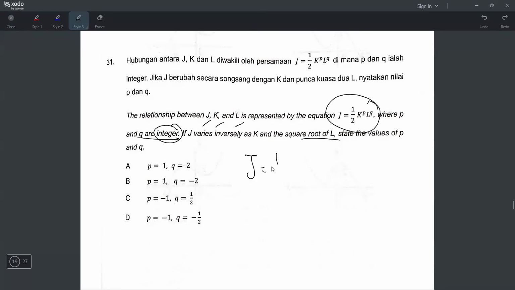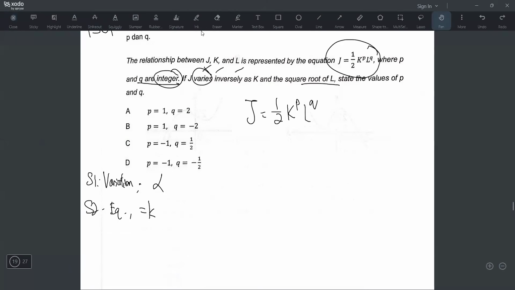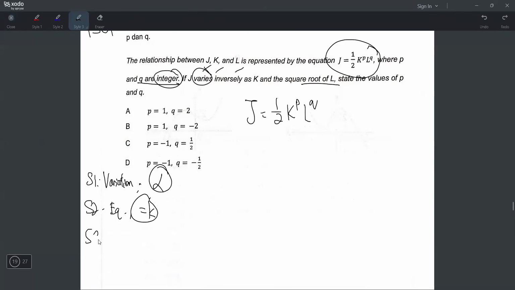So the equation J equals 1 over 2 K power P L power Q. Okay, variation from form 5 chapter 1. J varies inversely as K. So I think I can write my own variation. So when we do variation, it's always step number 1, write the variation first, use the ikan symbol, right? And then step 2 is convert into equation. How to convert is you change the ikan symbol to equal and then put K there. Okay, equal K.